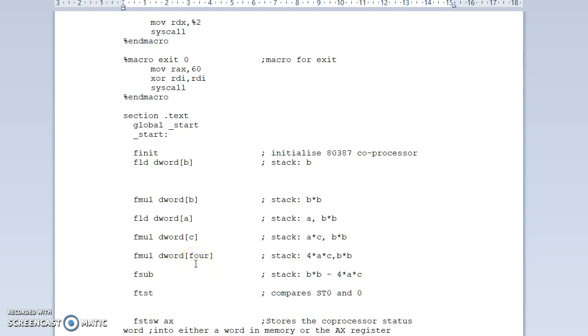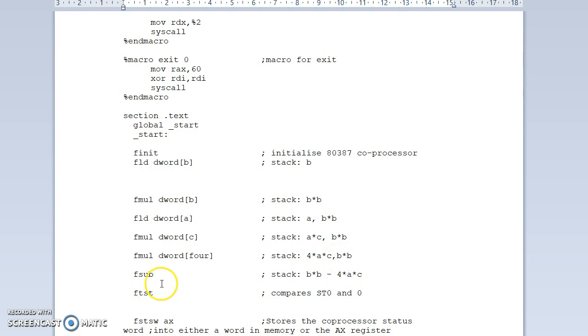FMUL 4. So 4 value will be multiplied with the top of the stack value. So you'll have 4 into A into C in the top of the stack, and below that you'll have B square. The stack in 80387 has 8 values. There are 8 locations, 8 registers rather, in the stack of 80387. So currently 2 are being used. 4AC is in the top of the stack, and then you have B square.